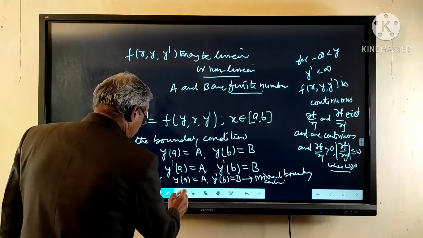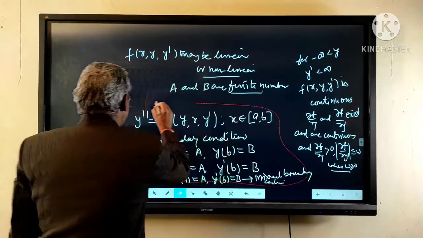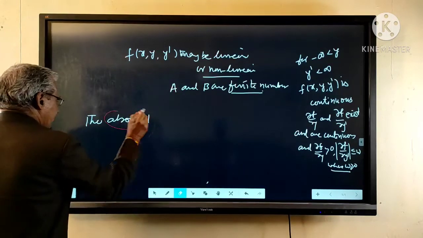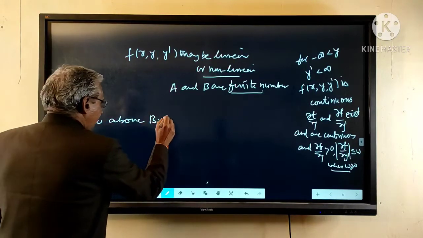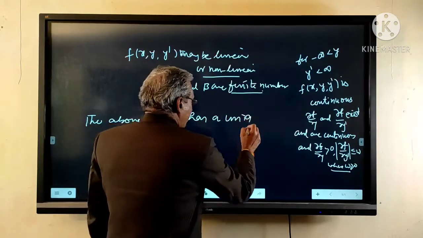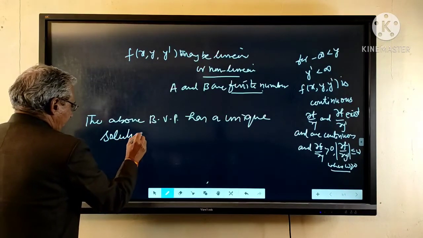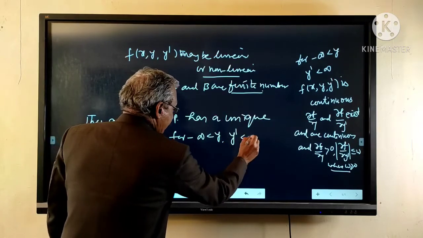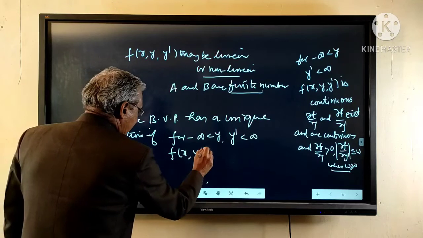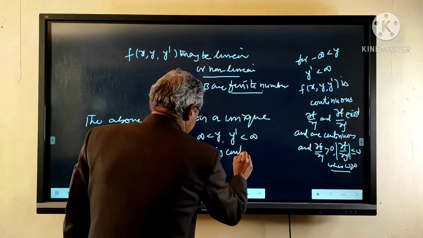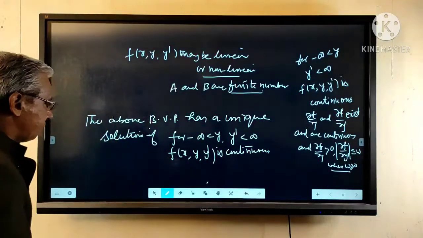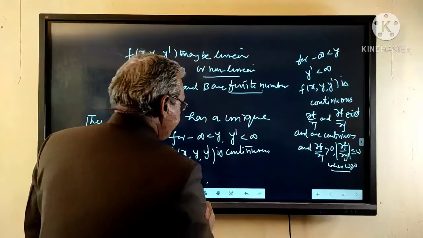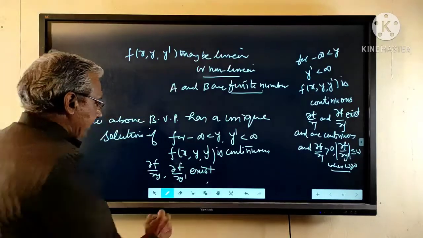The above boundary value problem has a unique solution if, for minus infinity less than y dash less than infinity, f of x, y, y dash is continuous, and del f by del y and del f by del y dash exist and are continuous.